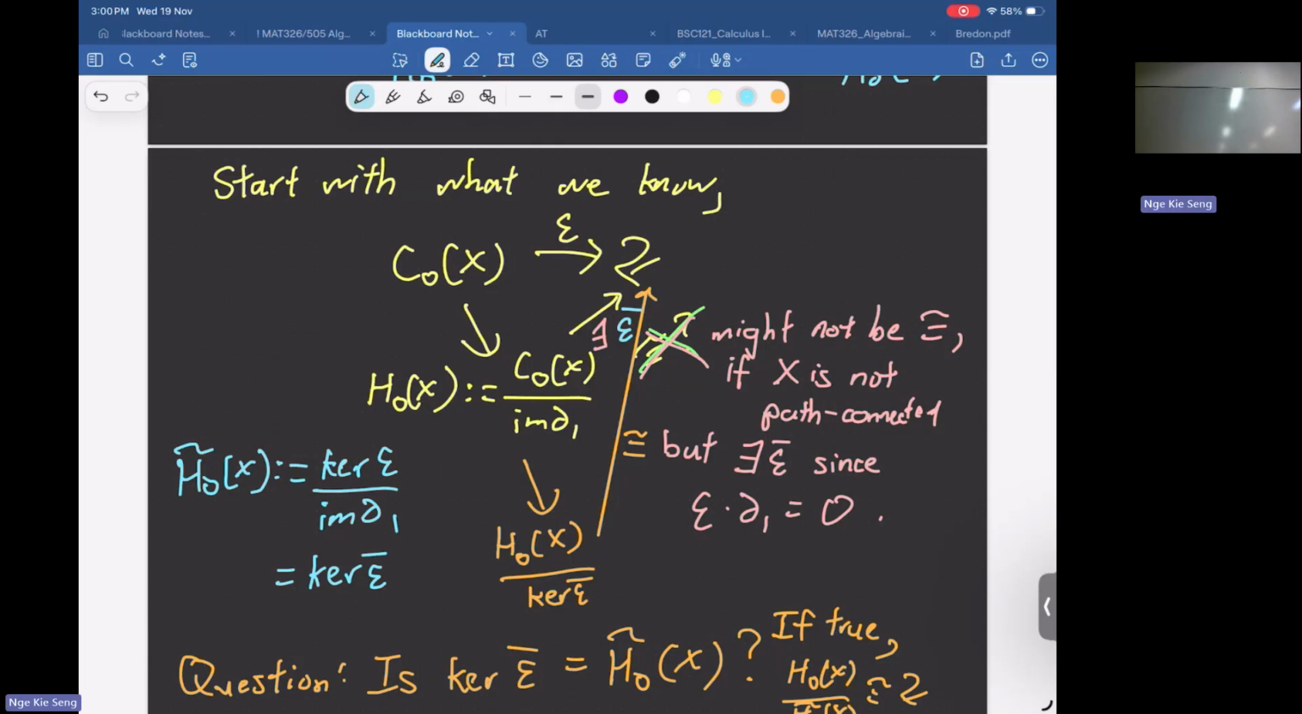Image of delta 1 is in the kernel of epsilon. And what we use is that whenever we want to send an element in H0 X to 0, it should itself in C0 be sent to 0. I think my understanding is that an element in the kernel of epsilon bar should be a coset of elements in the kernel of epsilon. Yeah, so the point here is why you understand it as a coset: because epsilon bar is already acting on cosets.